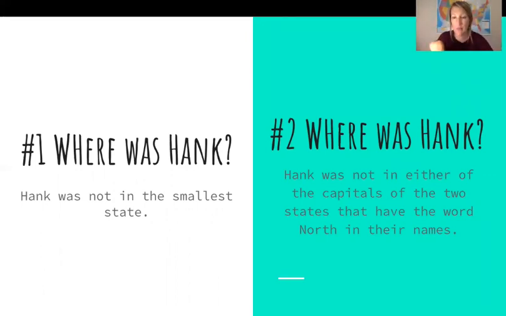Number 2. Hank was not in either of the capitals of the 2 states that have the word north in their names. There are 2 states that have the word north in their names, so find those 2 states. He was not in those 2 states. So I'm going to cross mine off.